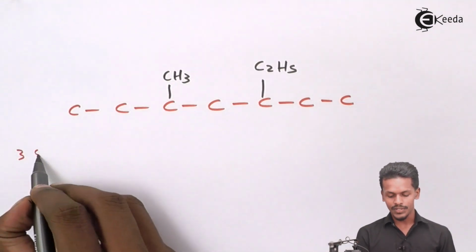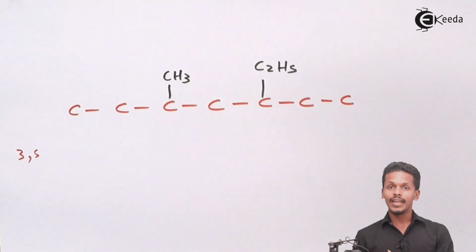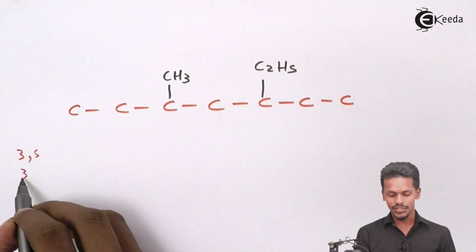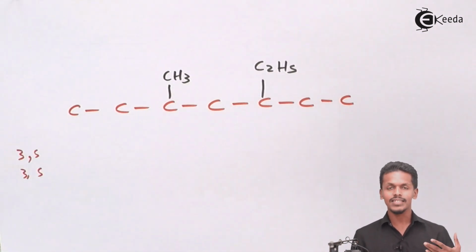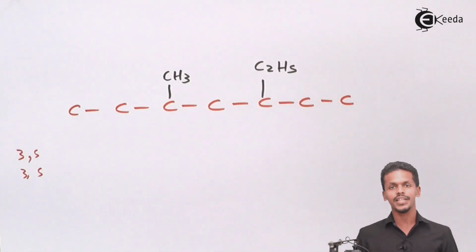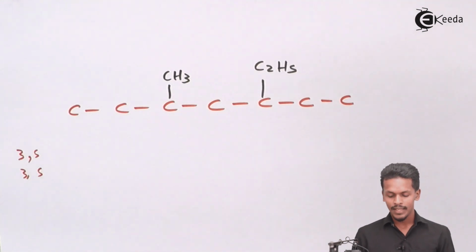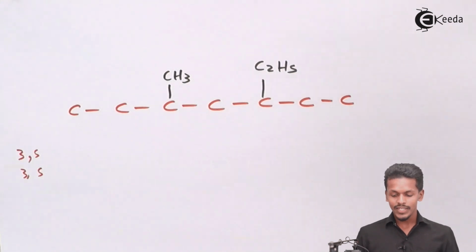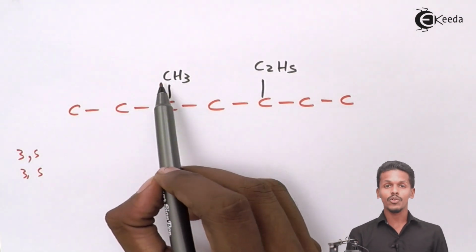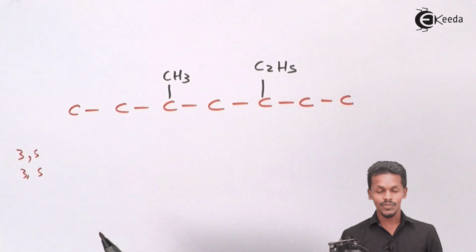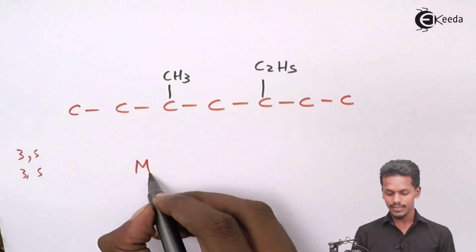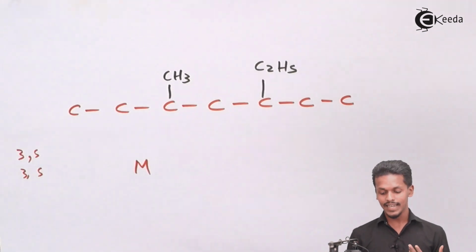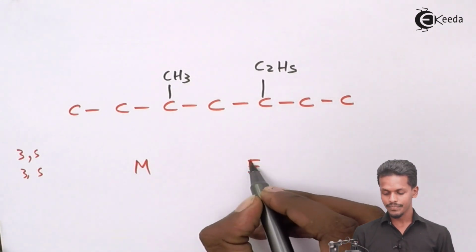On the fifth position, whether I move from left to right or right to left, I can see a substituent on the third position as well as on the fifth position. So this is known as equidistant. The substituents are equidistant from both the ends, but the difference is the group. In this case, this is a methyl group, and methyl starts with M in alphabetical order, while in this case it is an ethyl group, and it starts with E.